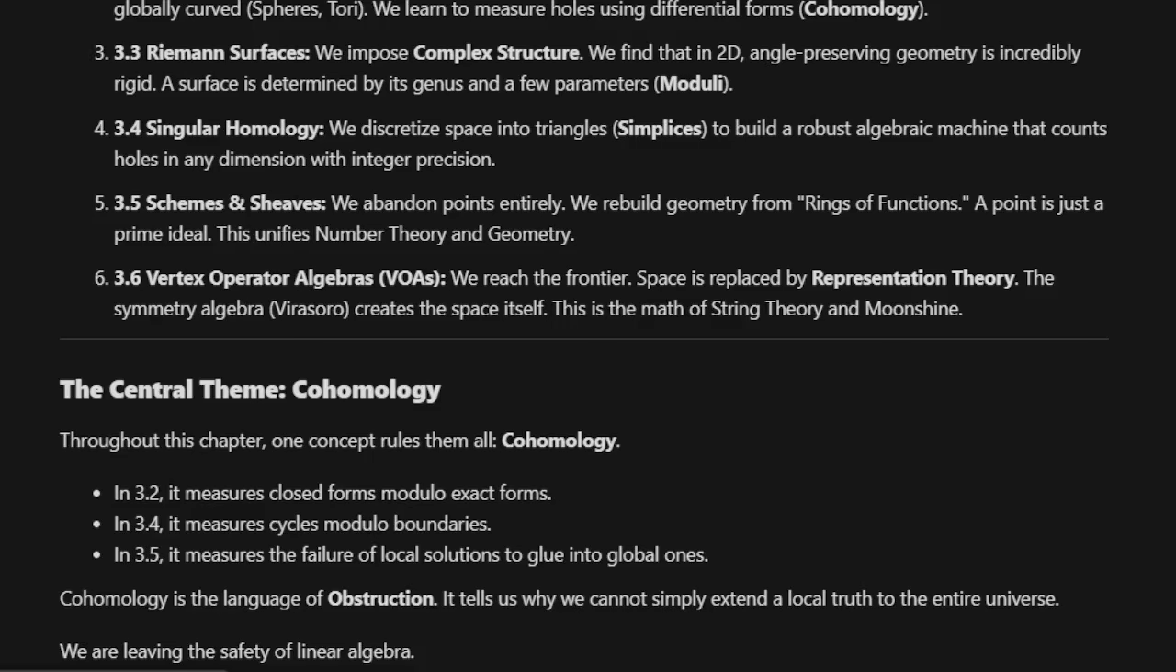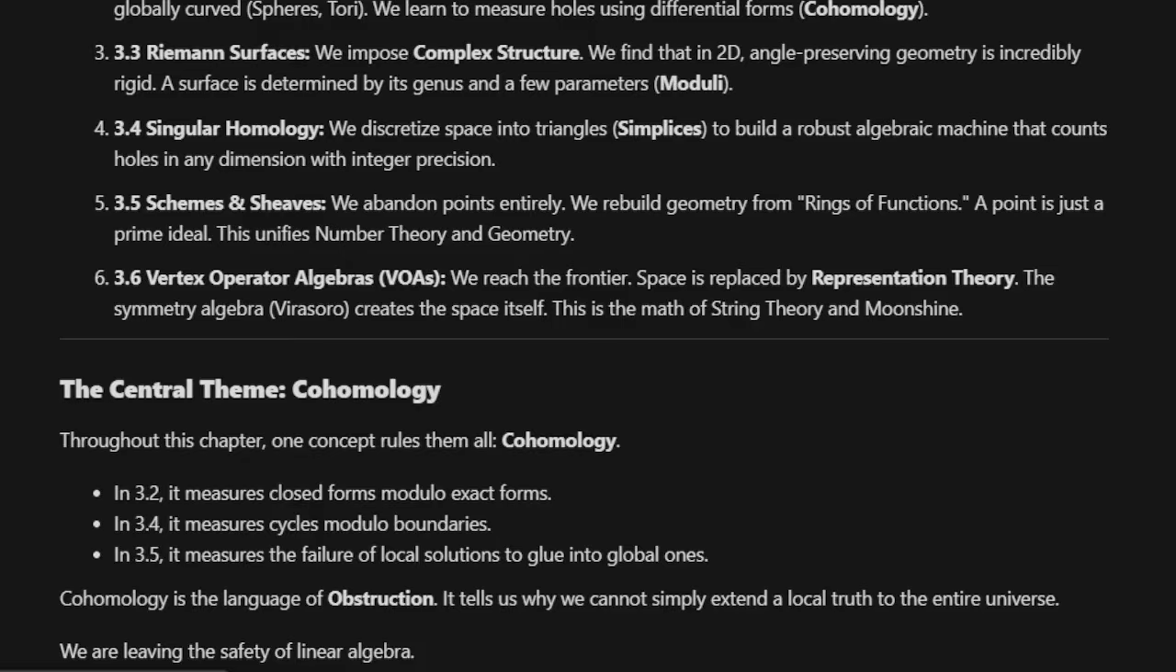And then sheaves and schemes. So we're going to try to abstractify this a little bit. It's something you think about when you're taking a nature walk: you're going to realize that points are overrated, and you're going to rebuild geometry entirely out of rings of functions. And this will unify geometry with number theory. This is the foundation of string theory, right? Points instead are just going to be rings. That's basically how you can think about it.